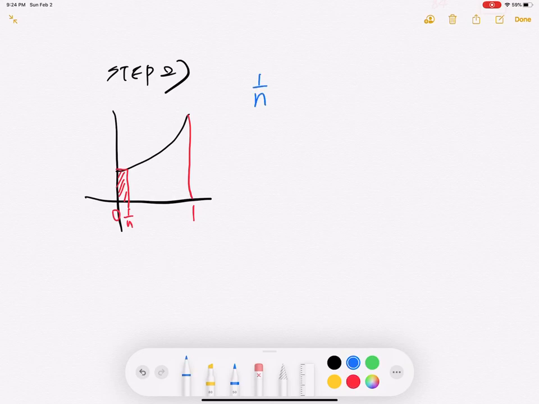1 over n times the y value at x equals n over 1. And then that function is y equals x squared plus 1, right? So plug in 1 over n for x.